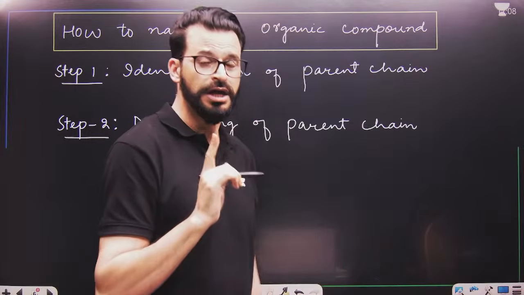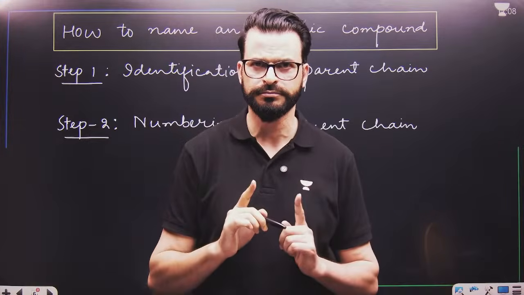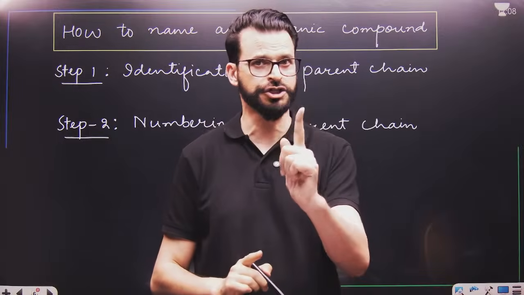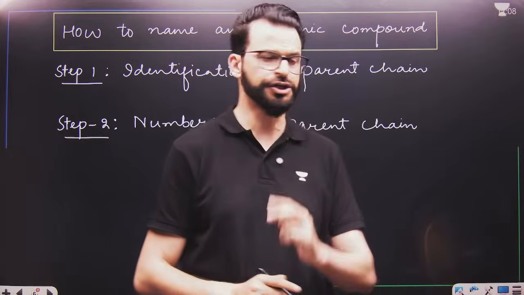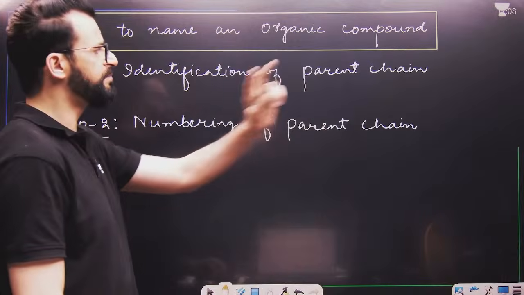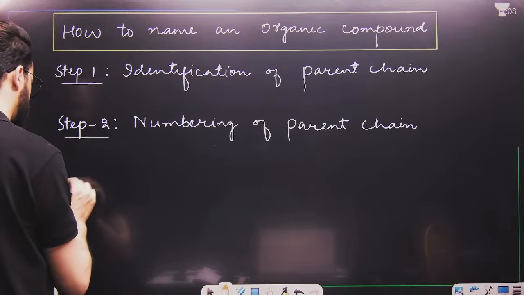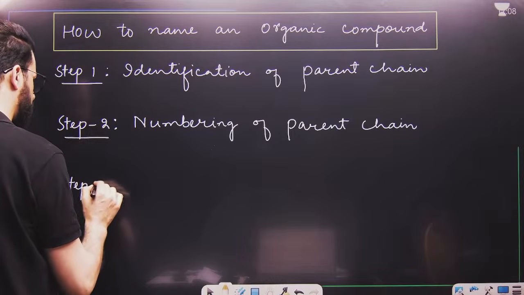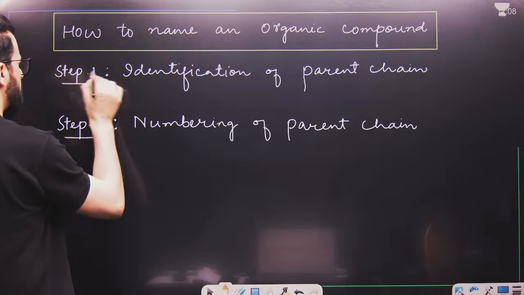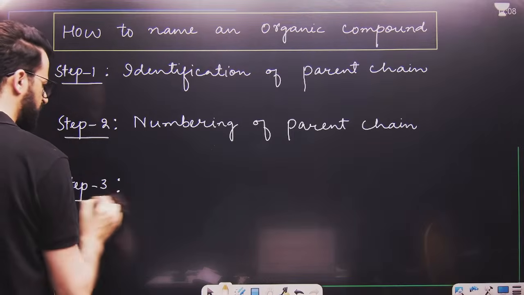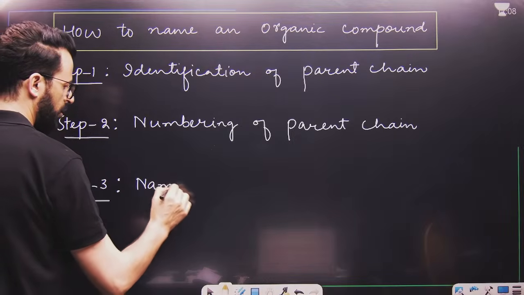First, you have to identify the parent chain, because that is the identification of parent chain, the first condition. Second condition is that you have to number that parent chain, and after that is the third one. That means this comes at the end. That means naming of an organic compound.